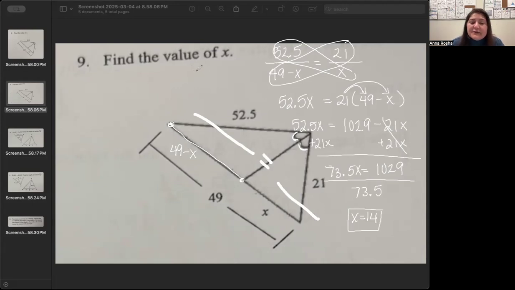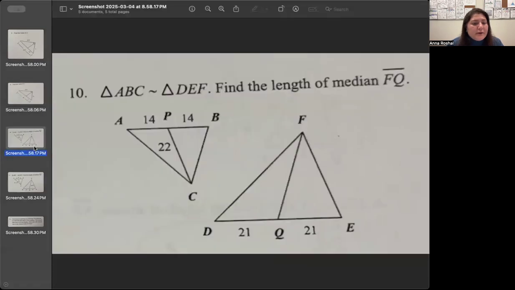Another thing that students tend to forget is if I had letters on all of these pieces and it didn't say find the value of x, but let's say it said find the length of AB, you would have to go in and do 49 minus 14 and get 35. So then you would know that this section is 35 and this section is 14. Or maybe it would say find all the missing lengths. Find the length of the median of 21.